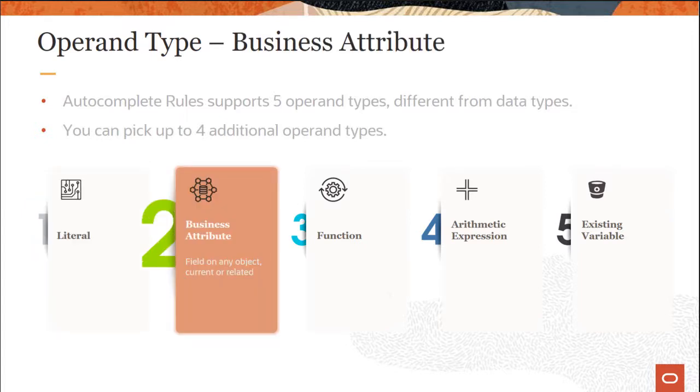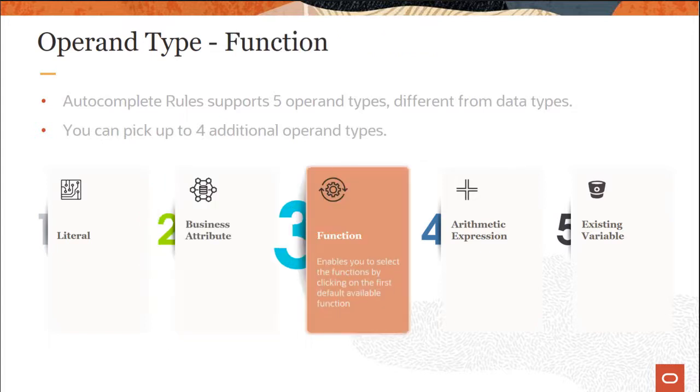The next operand type is business attribute. It is a field on any object, current or related. After changing to this type of operand, you can use the hyperlink to pick the attribute from the current object or a list of objects you have given yourself access to. Function is the next operand type. If the left-hand side operand data type supports a function that returns a value of the same data type, changing to this type of operand then enables you to select the functions by clicking on the first default available function.